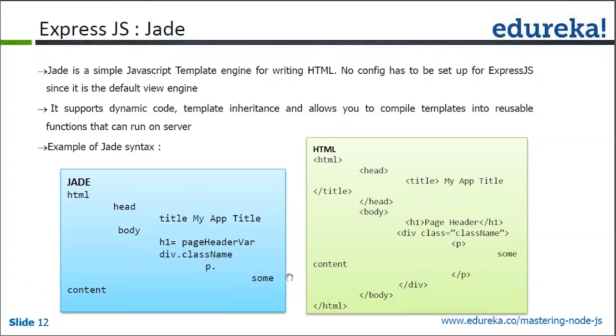Here we are looking at an example of Jade syntax. It's very straightforward. HTML head, you give a title, we have a body, we give the type h1 header 1, we give a div, a paragraph, some content, and so on. And as you can see, Jade will simply render it into plain HTML. Tabs and spaces are very important for Jade. Do not mix tabs and spaces. Jade, in a way, is like Python, where the indentation makes a difference.